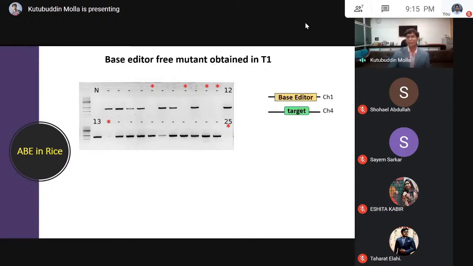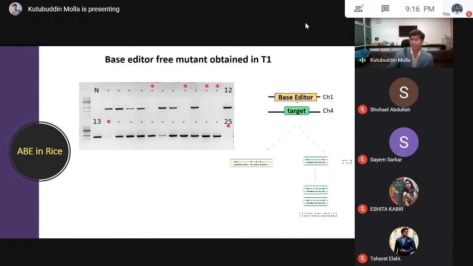Suppose you introduced your base editor construct and this base editor is integrated in chromosome 1. Now your target is in chromosome 4. This DNA on chromosome 1 would produce the base editing protein, and this protein takes the guide RNA and goes to chromosome 4 to change the single letter. Now your target has been changed, so you don't need the base editor to be present in your cell.